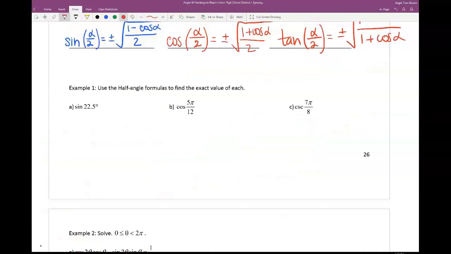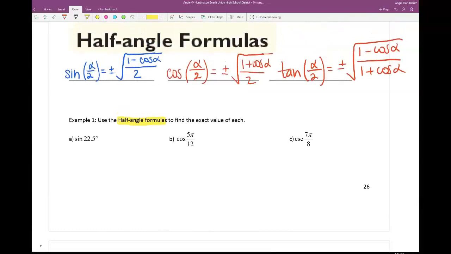Okay. Example 1, use the half angle formulas to find the exact value of each. And in here, I gave you 3 questions. Question A, question B, question C. So question A said sine of 22.5. And you can't use the calculator because you have to find the exact value. And in addition, it says use the half angle formulas. Well, half angle formulas are defined for you already here. Whoa, yay! See right here?